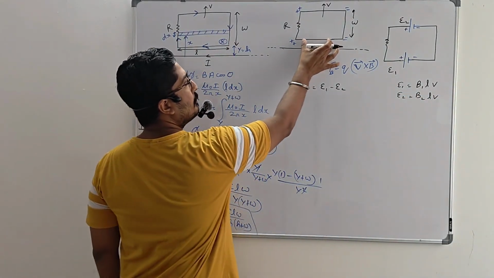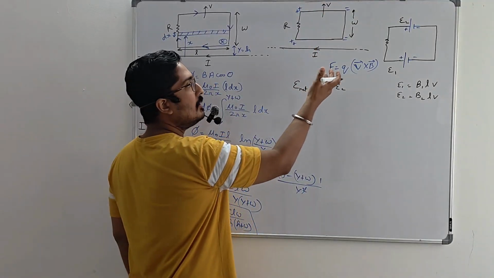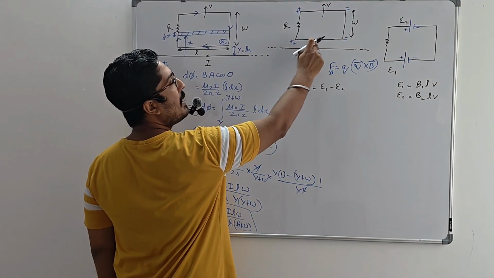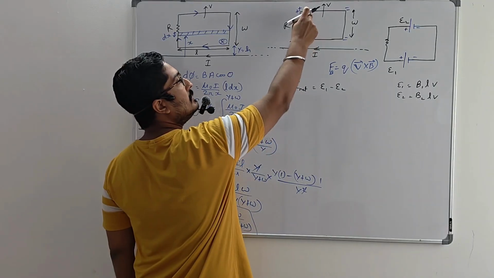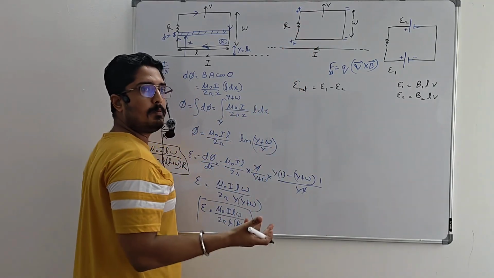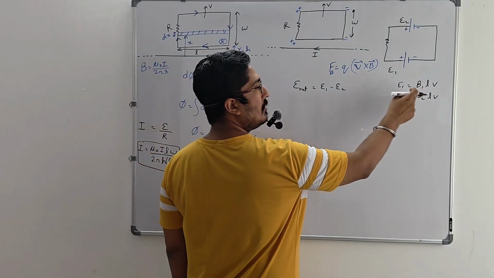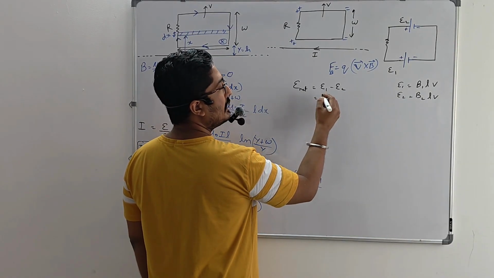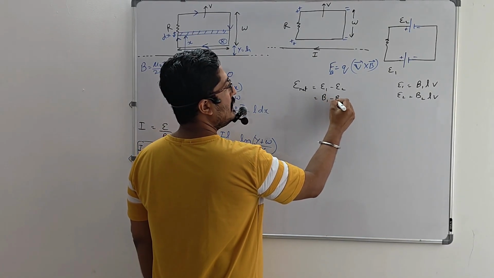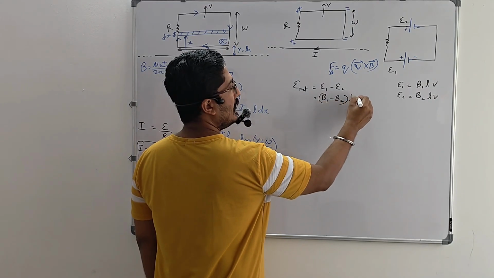Length is the same for both parts. Velocity is also the same. The only thing that is varying is the magnetic field, which would be different. This one is closer to the wire, so a higher magnetic field. This is far away from the wire, so it will have a smaller magnetic field. So that's why only the magnetic field changed. Everything else is the same. So if I substitute that here, I can say it is B1 minus B2 times LV.